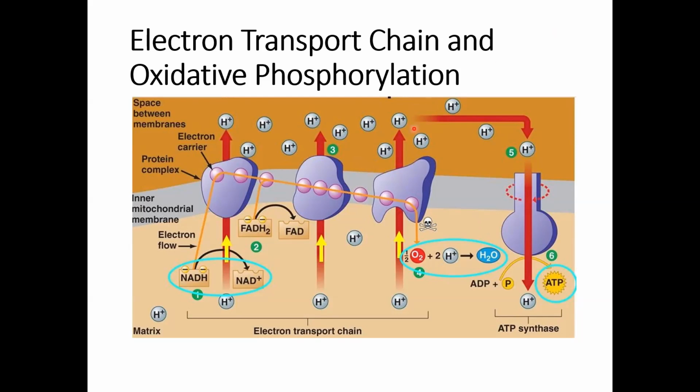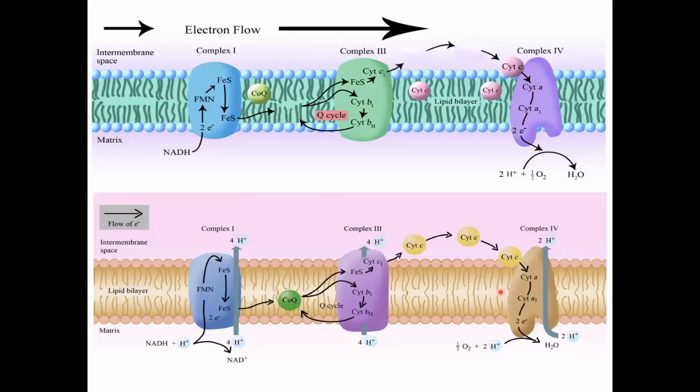So this gradient is going to need to occur in order to make ATP. And why is that? Because these protons are going to be able to enter the ATP synthase, and they're going to be what gets this moving and rotating. And when that happens, ATP can be produced. So I'm going to go through that in a little bit more detail in this image here.